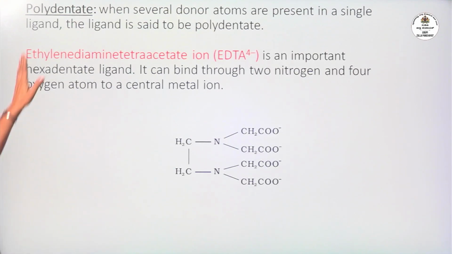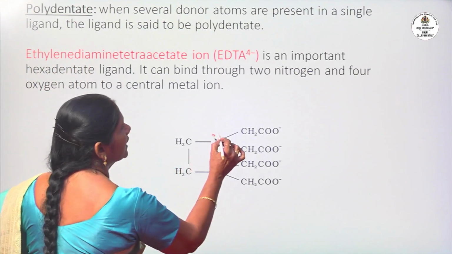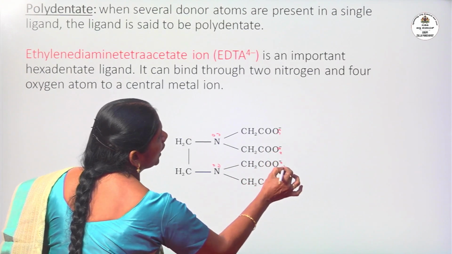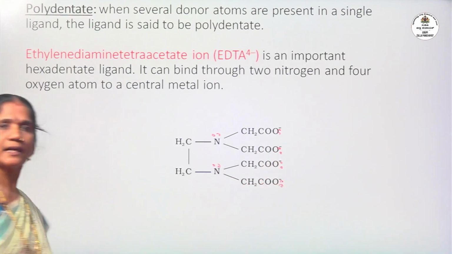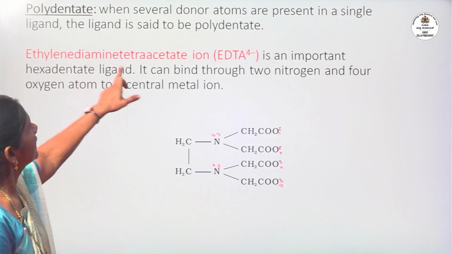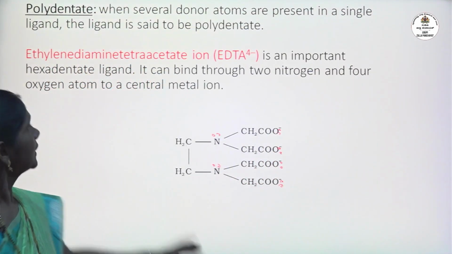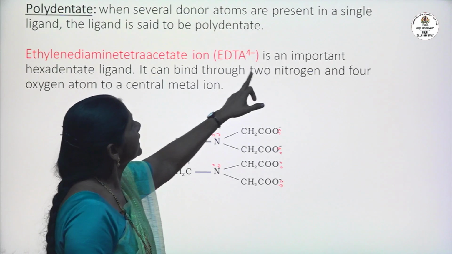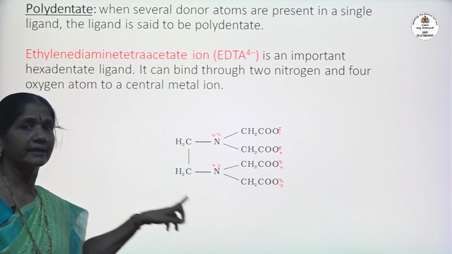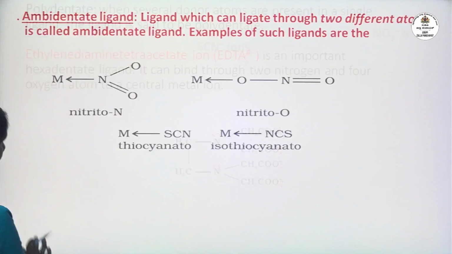Now, coming to polydentate ligands, in this structure you can see the nitrogen atoms as well as 4 oxygen atoms in this compound can donate electrons. So it is called ethylene diamine tetraacetate. So EDTA is an important hexadentate ligand. Next.